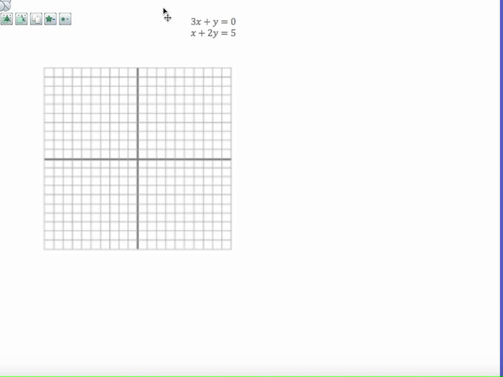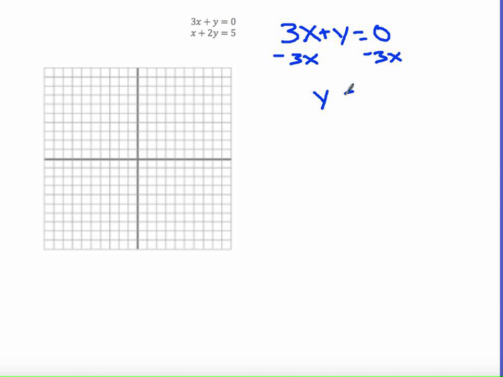So I'm going to get 3x plus y equals 0. Okay, to solve that, I want to get y all by itself, so I'm going to get rid of the 3x on the left and subtract it on the other side of the equation. So now I'm going to get y is equal to minus 3x, okay?